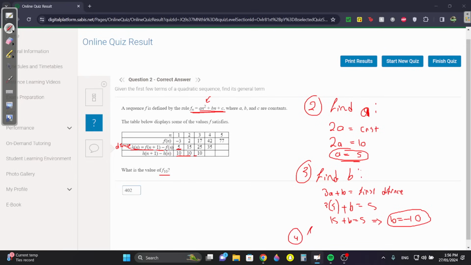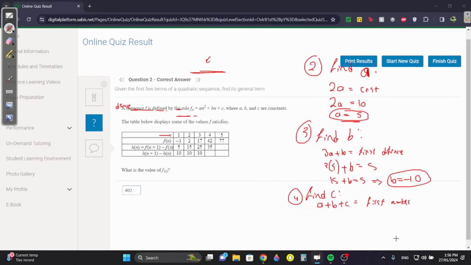Step 4, you find c. What was the formula? a plus b plus c equals the first number. In this case, I move this up. a plus b plus c. a, we said, is 5. b, we said, is negative 10. Plus c, which we're trying to find, equals the first number. What's the first number? Please don't say 1. The first number is negative 3, okay? 5 plus negative 10 is negative 5, plus c equals negative 3. Negative 5 to the other side, you get c equals negative 3 plus 5. You get c equals positive 2.